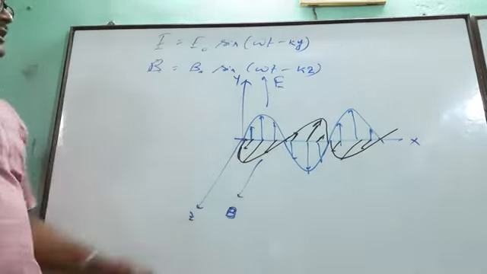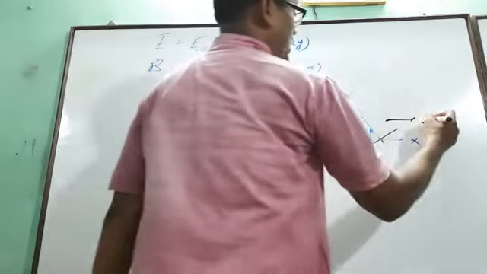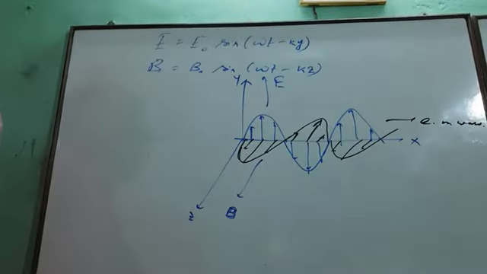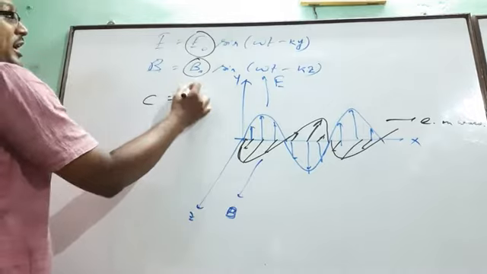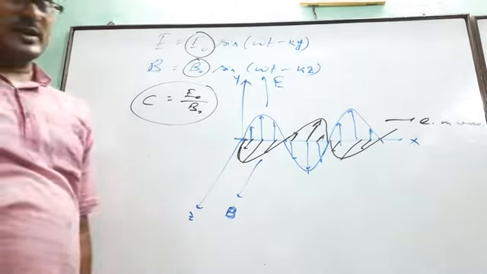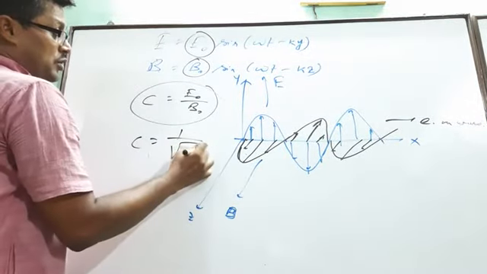So we are getting this variation of magnetic field along the z-axis. This is the direction of propagation of the EM wave. Now the speed depends on E0 and B0. We can prove that C equals E0 by B0. This is not in our syllabus. Again, C equals 1 by root over mu naught epsilon naught.